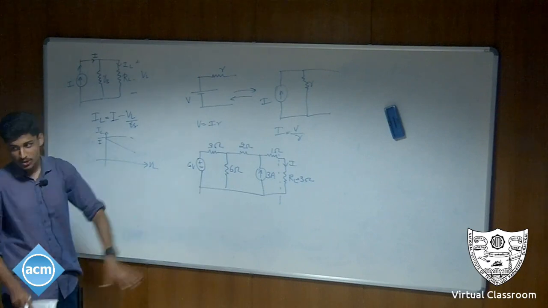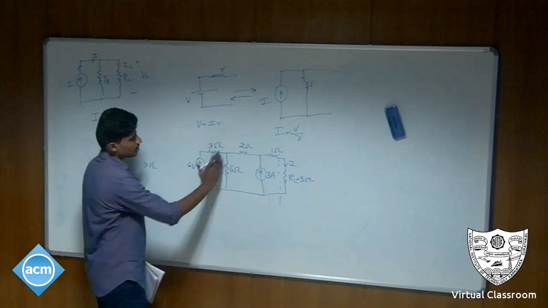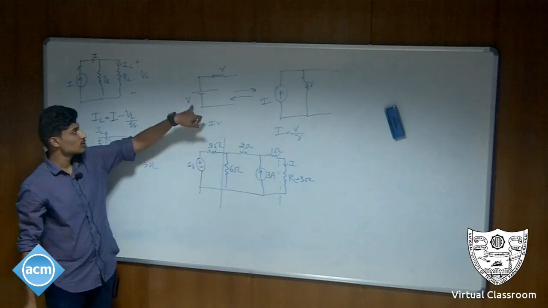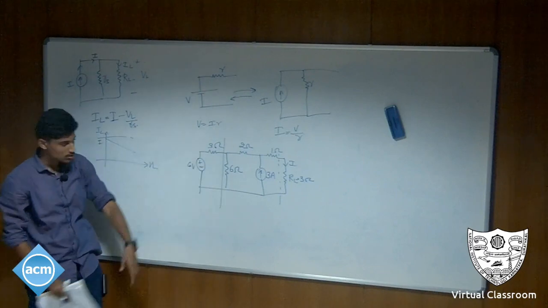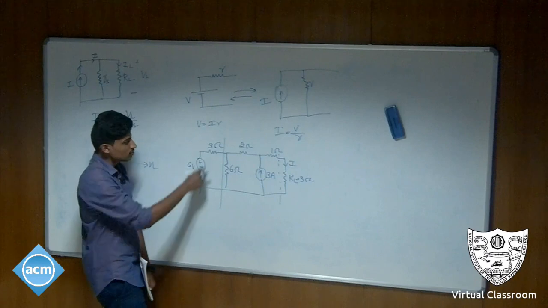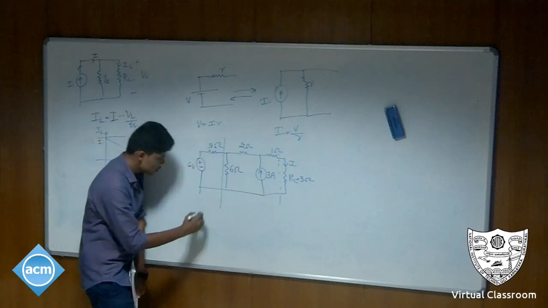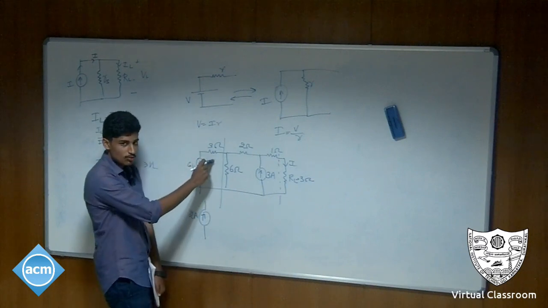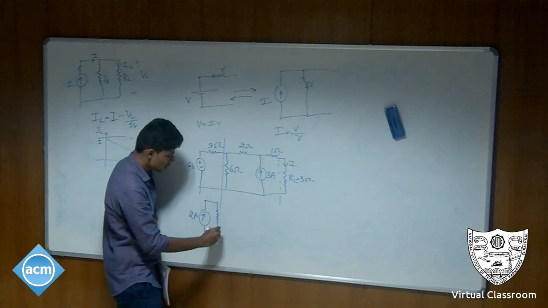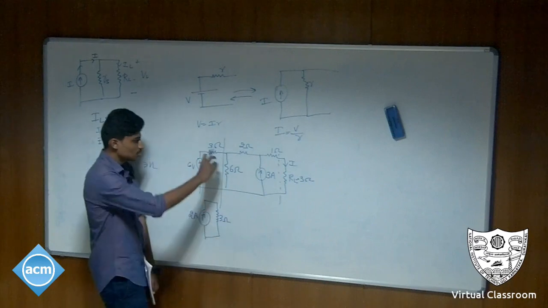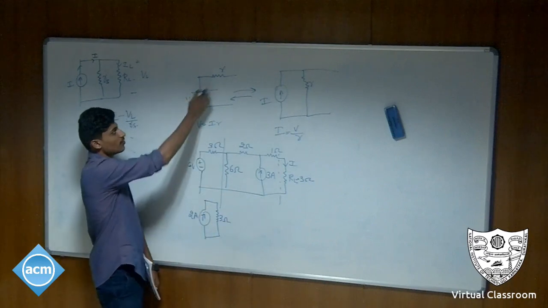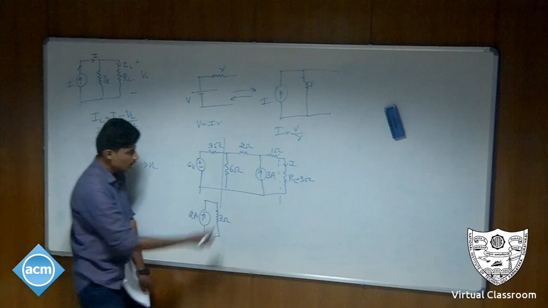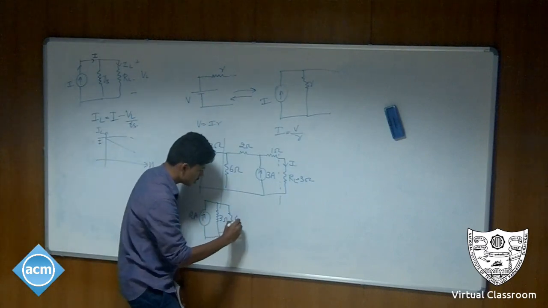I'll give you a hint with the first step, and we can continue in a similar way. Let's forget this part of the circuit and look at only this. Does the 6 volt and 3 ohm look similar to V and R here? I'll convert this into a current source with the current value equal to 6 by 3, which is 2 amps. Then I'll put this 3 ohm resistance in parallel. So this 6 volt, 3 ohm part, VR, is converted into IR, 2 amps, 3 ohms. Now connect the rest of the circuit, the 6 ohms.